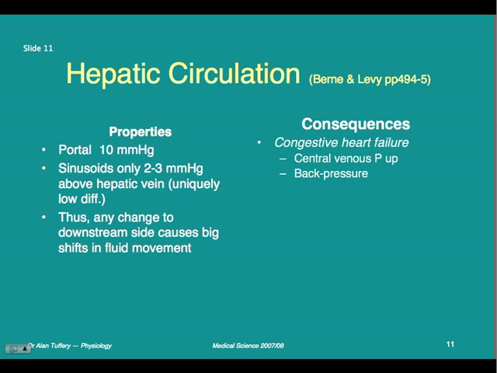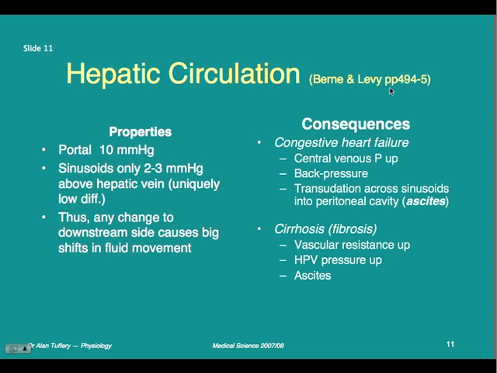So if you get congestive heart failure, so that's a backup on the venous side, central venous pressure rises, you get a back pressure, and that leads to transudation. There's a posh word. It means a flow across the sinusoids into the peritoneal cavity, and that's called ascites, edema in the peritoneal cavity. You can get ascites by other means.